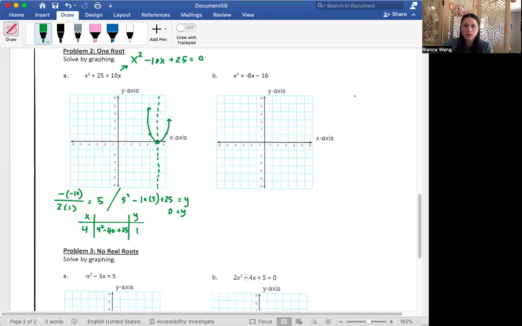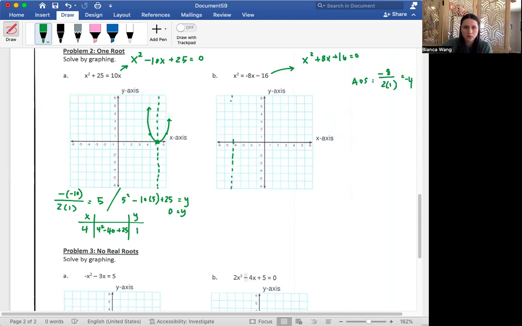Okay, over here, axis of symmetry. I'm looking at my equation. I have to rewrite it. So it's x squared plus 8x plus 16 equals 0. And so this is going to be -8 over 2 times 1, which is -4. So -4 is over here. 1, 2, 3, 4.